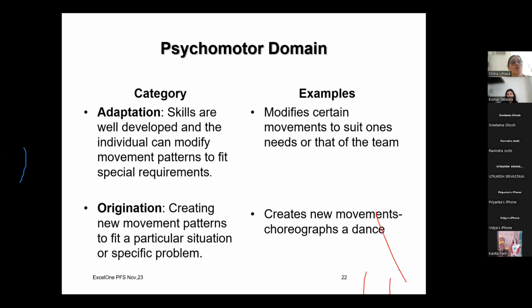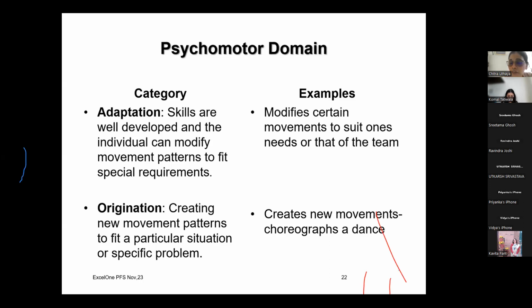Then adaptation. So once the child is proficient in a skill, then the child, or a person, can make modifications. So once I've become proficient in something, am I able to make certain modifications, adapt it? So that is about adaptation. And the final one is origination. It is like the create level in the cognitive domain, where you make something new. So here, can the child create new movements, choreograph a dance, etc.? So origination in the psychomotor domain is very similar to the create level in the cognitive domain.